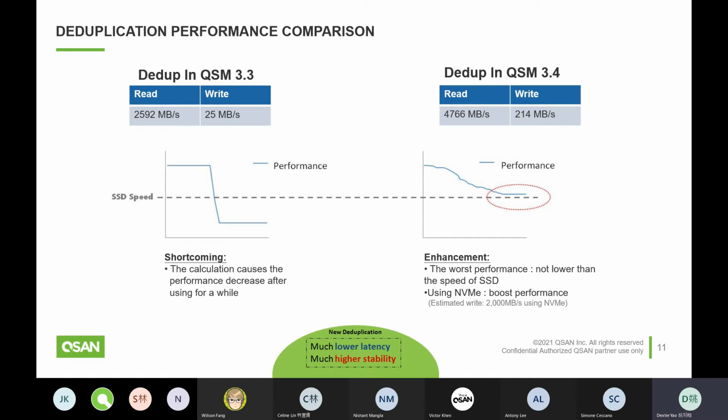And at the bottom, we highlight Dedup in QSM 3.4 has much lower latency and much higher stability. It's because generally the underlying structure of the system's performance is too slow, which causes the system not to respond back, then causing system failure. So to fix this instability, we enhanced the performance in 3.4 to avoid unstable problems.